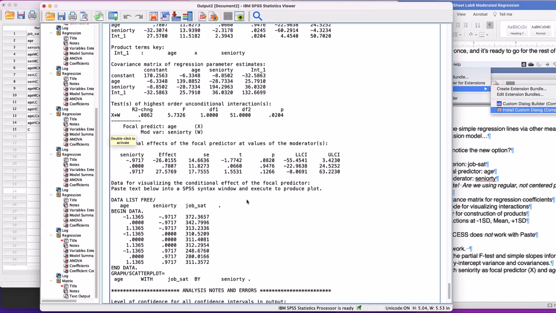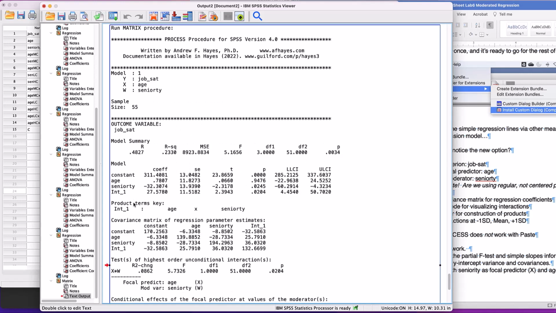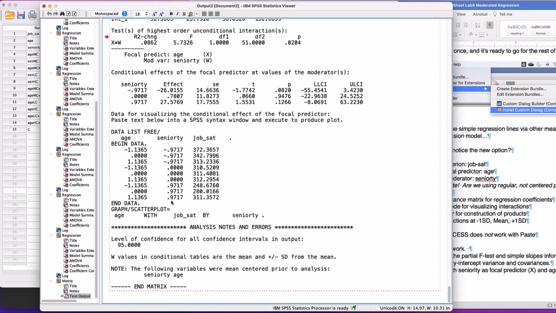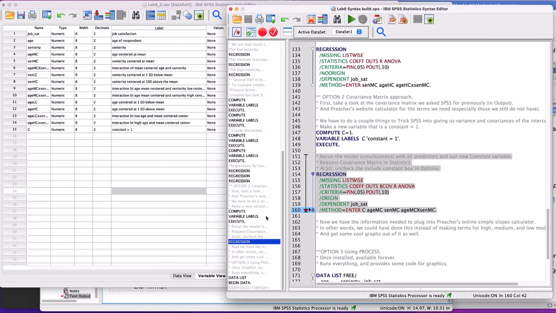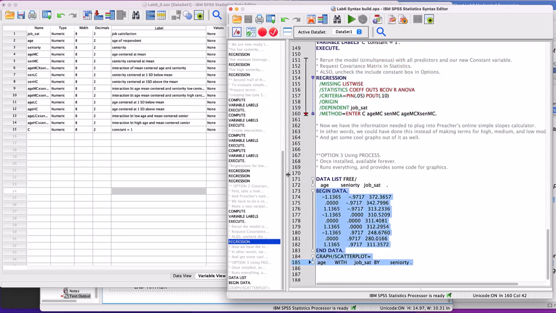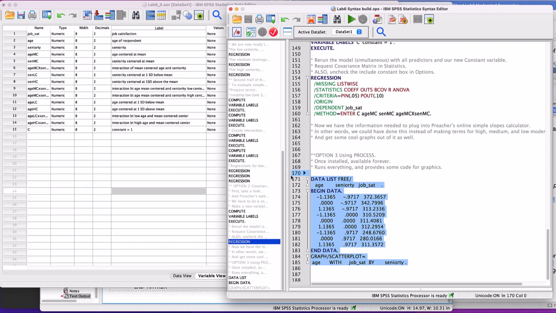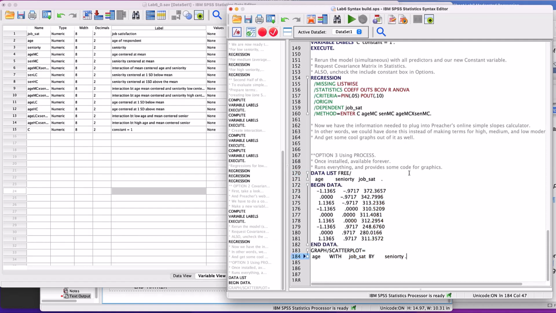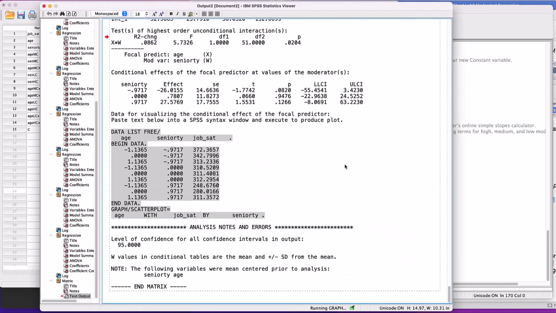And then if we want to get a graph, we have to double click to get in here. We can take everything from data list free through seniority and copy that and go to your syntax file, and you can paste it in. I already did it before, but paste. You can take all of that and run it. It's running graph.